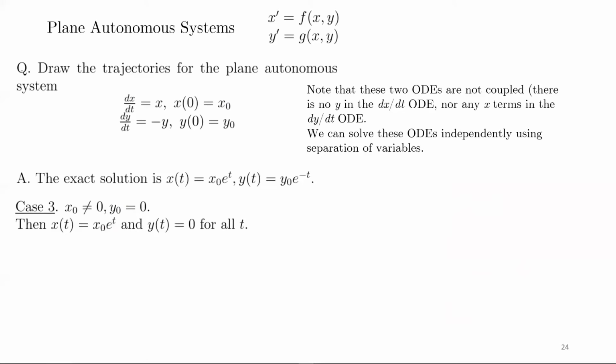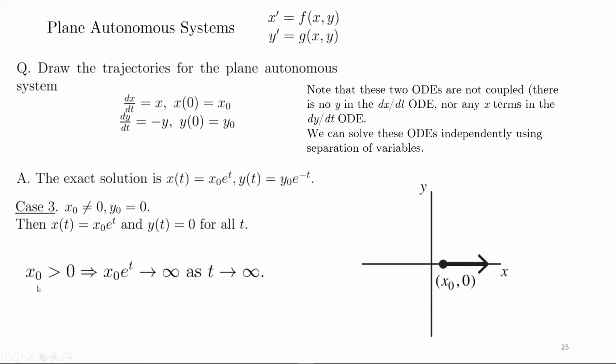Okay, well, what about the case when x naught is not equal to 0, but y naught is equal to 0? Well, again, if y naught is 0, then y of t is always going to be 0, so we're always going to stay on the x-axis here. But if x naught is not equal to 0, you can see we're going to approach some kind of infinity here, because as t goes to infinity, e to the t is going to infinity. So if x naught is greater than 0, x naught e to the t is going to go to infinity as t goes to infinity.